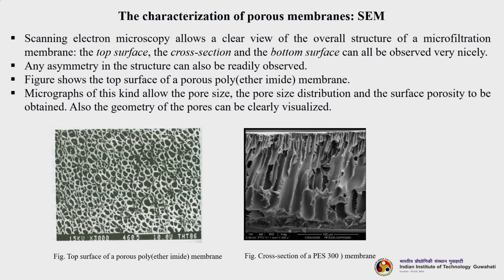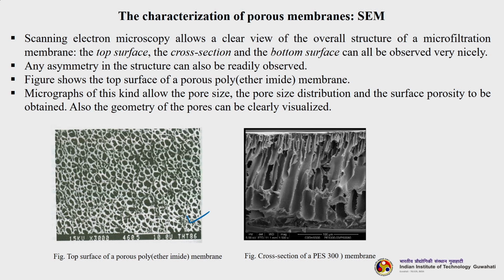The same technique will give us the view of the top surface as well as the cross section and the bottom surface. So, any asymmetric structure can also be identified if you look at the cross section. This figure shows the top surface of a porous polyether imide membrane. A micrograph of this kind allows pore size distribution and surface porosity to be obtained. Also the pore geometry can be visualized.